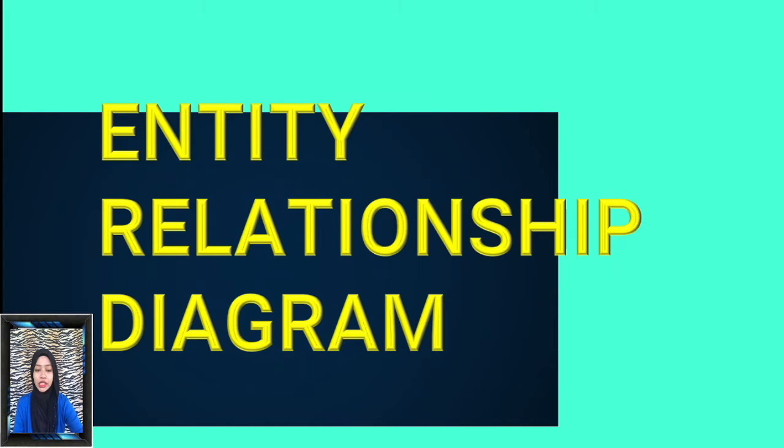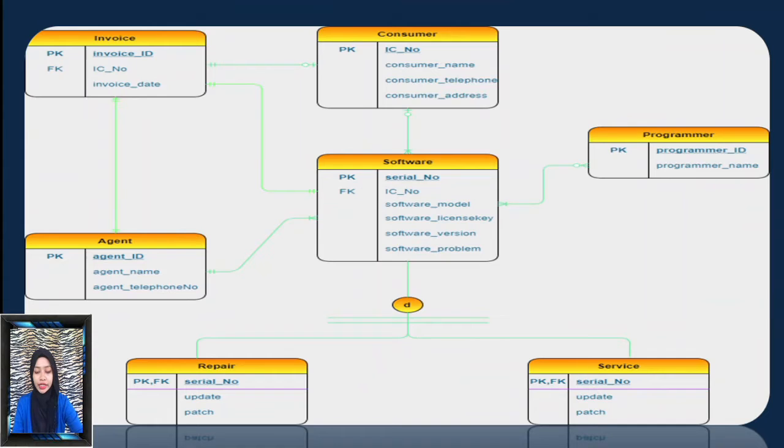So for the entity relationship diagram (ERD), as you can see, this is my ERD. I split the tables. There are invoice table, consumer table, programmer table, agent table, software table, and also this joins to the repair and service table.